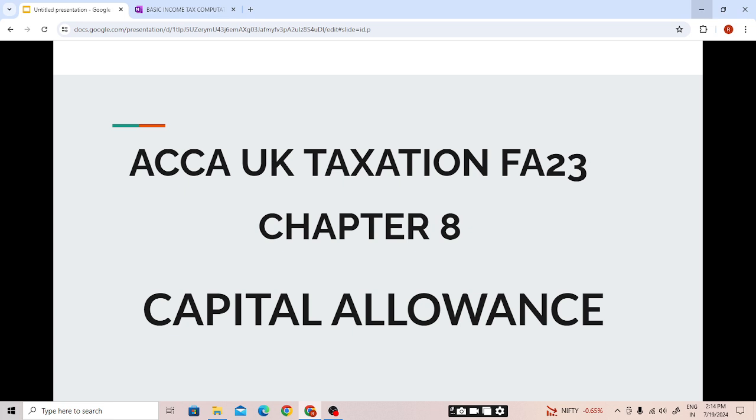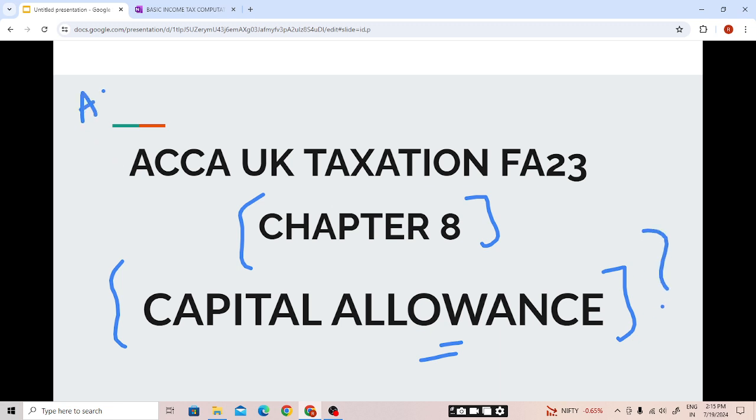In our today's session, we will be starting with chapter number 8, Capital Allowance. As we have come across this term in our previous chapters, that is property income, employment income and income from self-employment. In our today's session, we will be studying capital allowance in detail. So before starting, let's understand what the term capital allowance means.